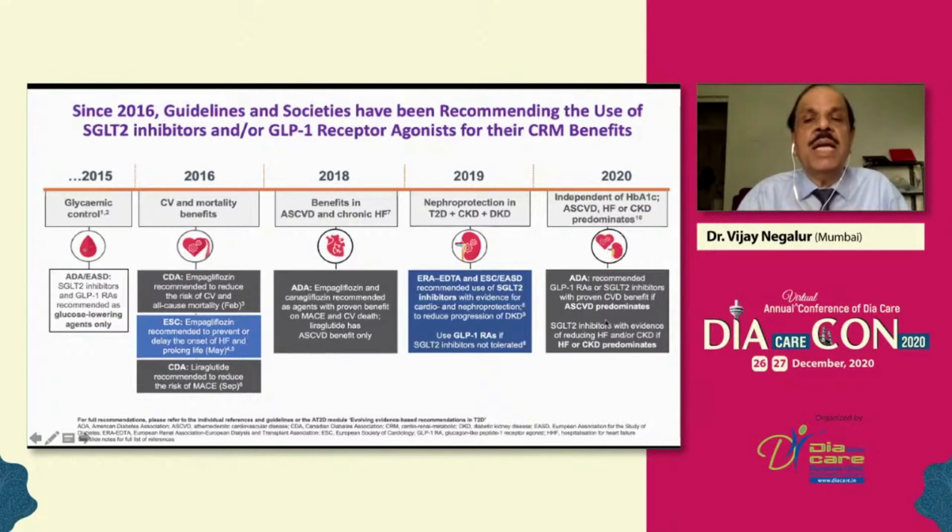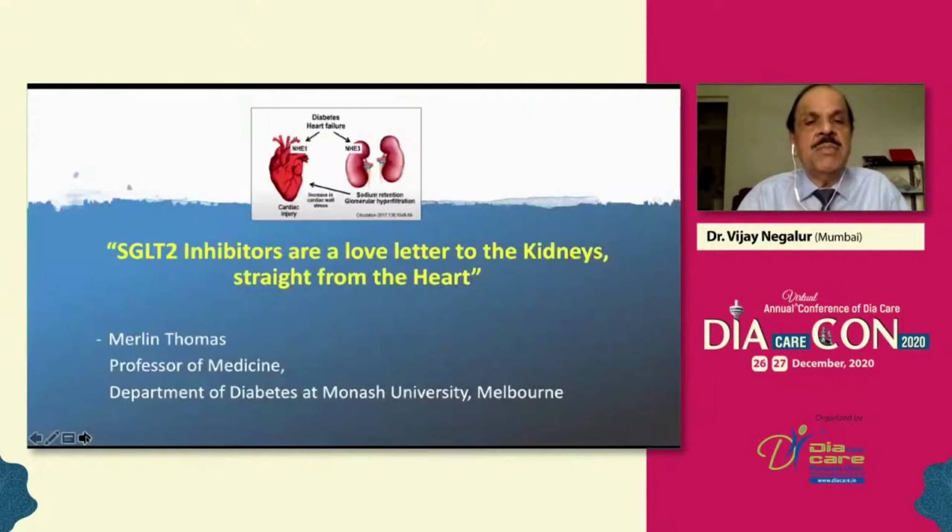So you don't have to have diabetes to get these benefits. Even without diabetes, you get similar benefits. Therefore, Merlin Thomas, the professor of medicine, Department of Diabetes at Monash University, Melbourne, Australia, said that SGLT2 inhibitors have written a love letter to the kidneys straight from the heart. So that's how this story of the heart and the kidney is tied together by the SGLT2, giving benefits at both the ends.